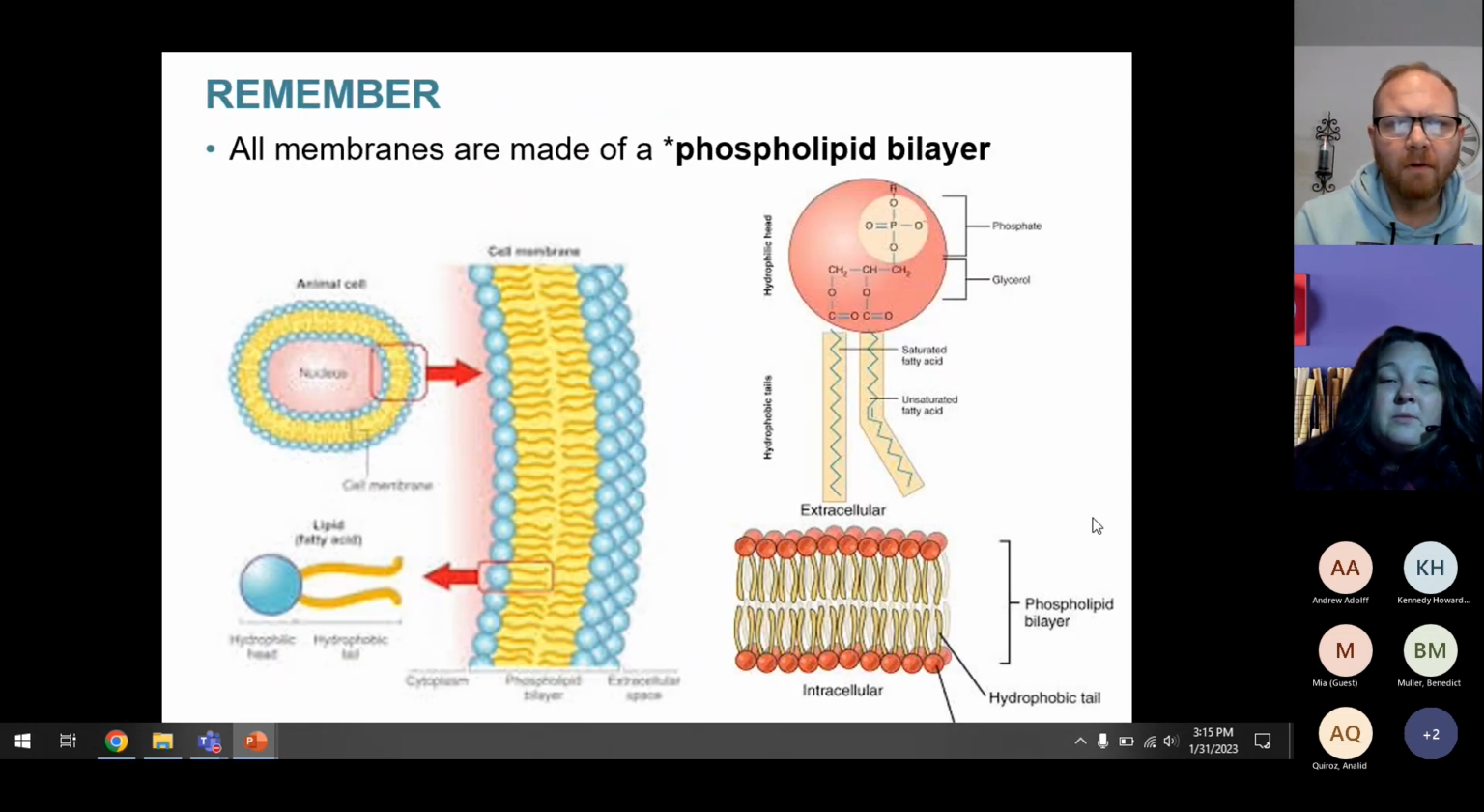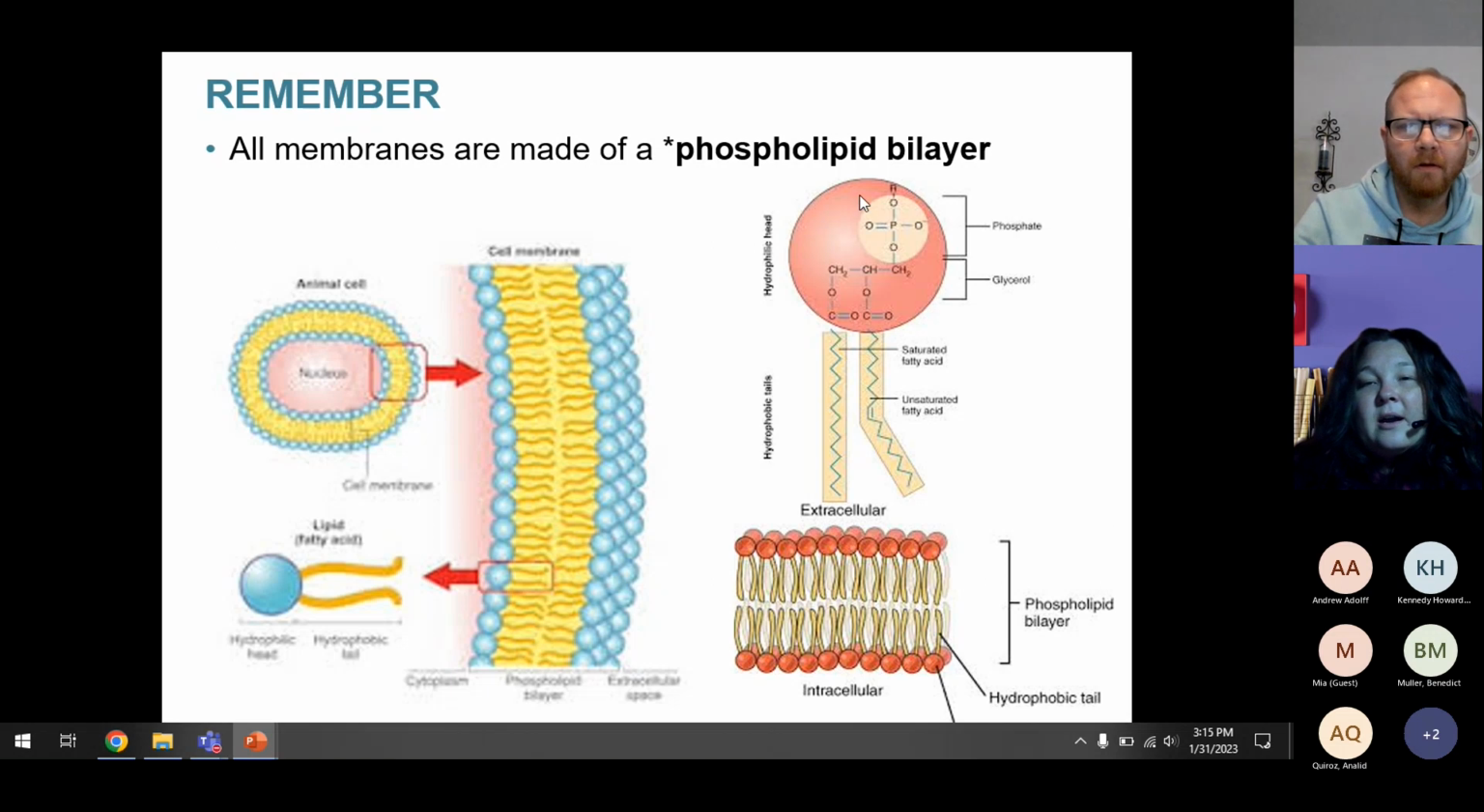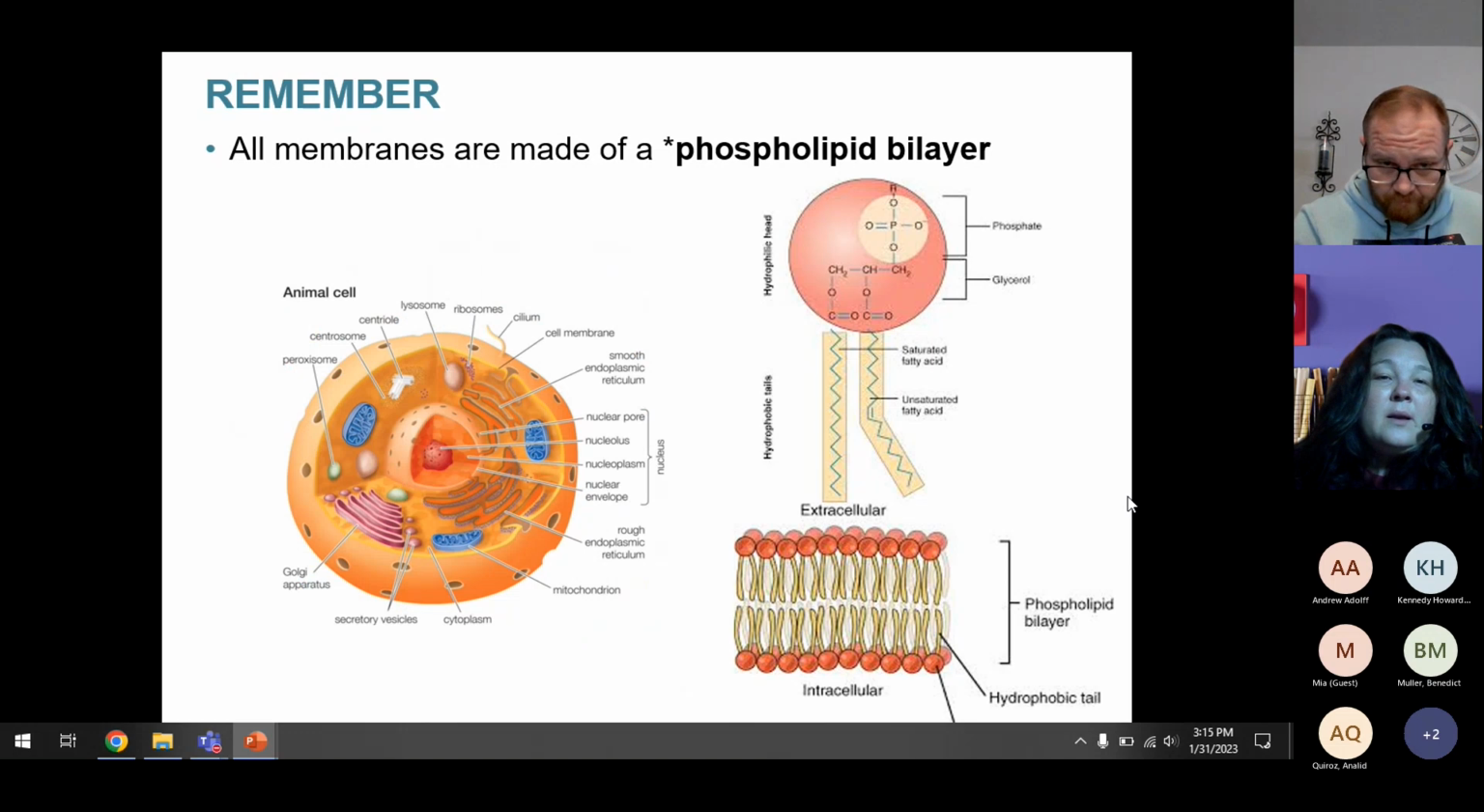Keep in mind, all membranes are made of a phospholipid bilayer. Here I've got a phospholipid shown for you. It's polar hydrophilic head and the nonpolar hydrophobic tails. And then we've got here our phospholipid bilayer, 2 layers of phospholipids. Remember, they naturally form this shape because the polar hydrophilic heads are trying to protect the nonpolar hydrophobic tails from the surrounding environment. Cell membranes are made of a phospholipid bilayer as well. There's many different kinds of membranes.